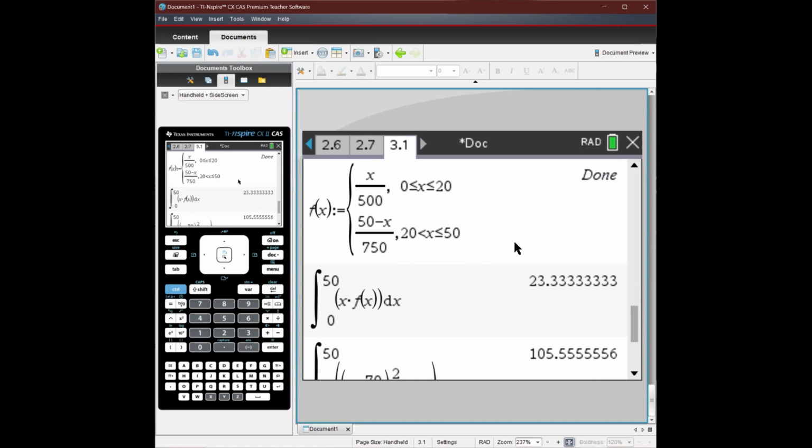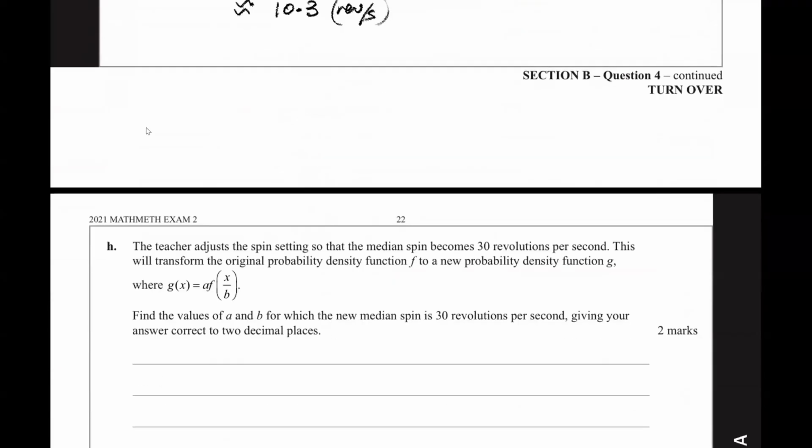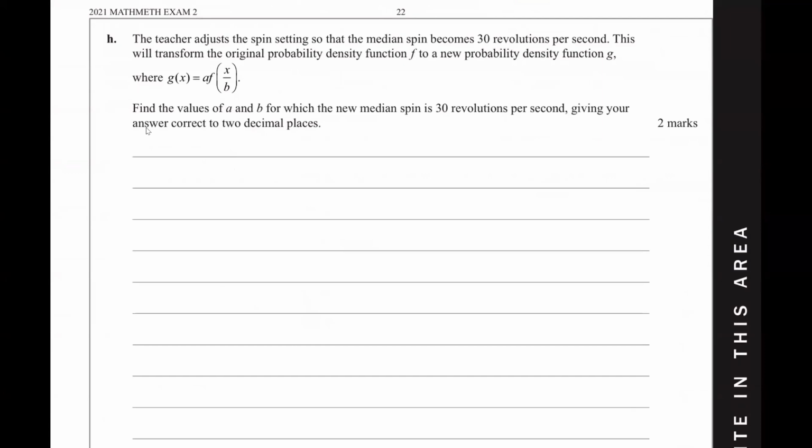Okay, so I need to move on to the last part. And the last part, back in 2021, three years ago, was deemed a challenging question. And in 23, there was a similar question, dilating the mean value from an old variable to a new variable. G of x equals a times f of x over b.